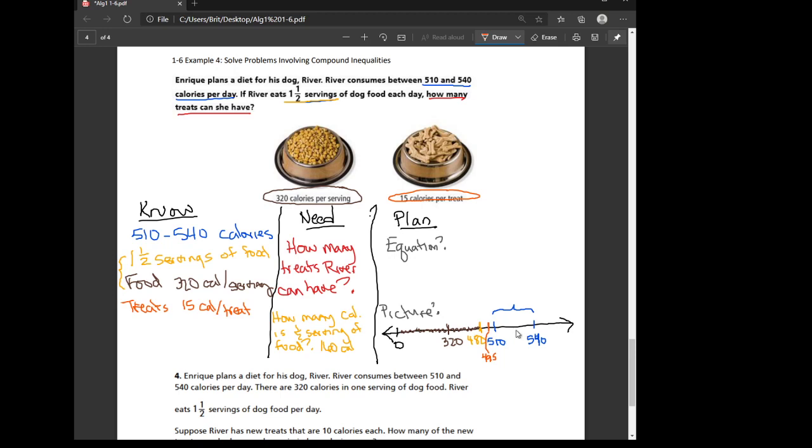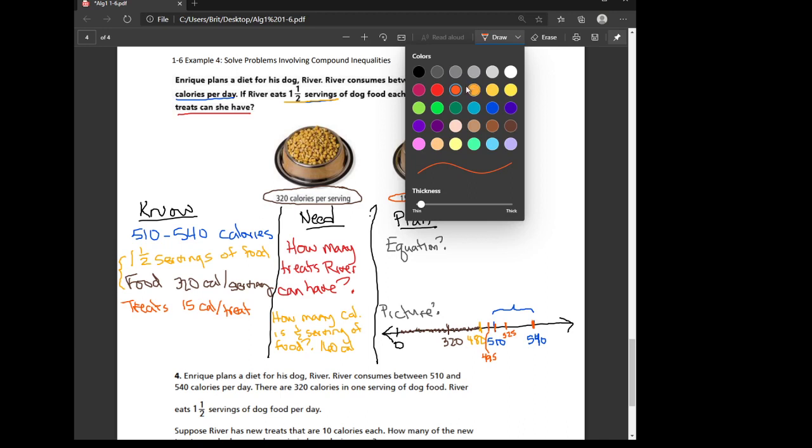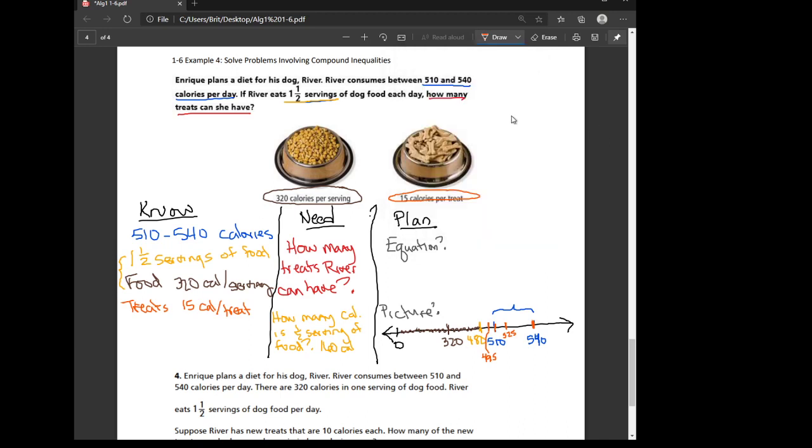Okay, if River eats another treat, that puts us exactly at 510. Another treat would be 525, and one more would put us at 540. So now I could just look at my markers and see my range of treats. Right?